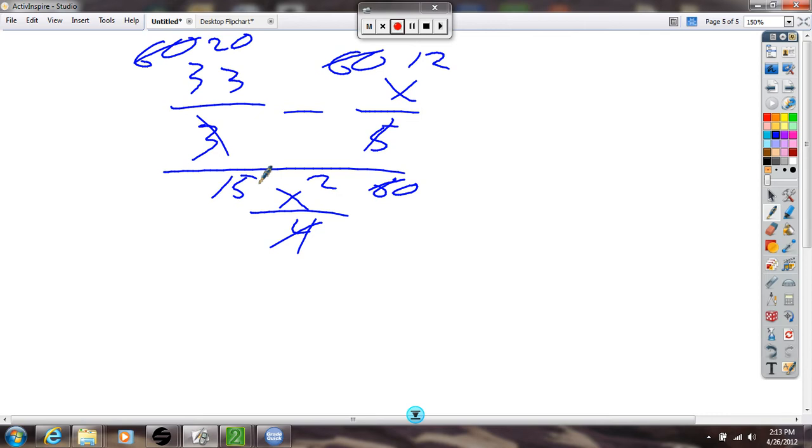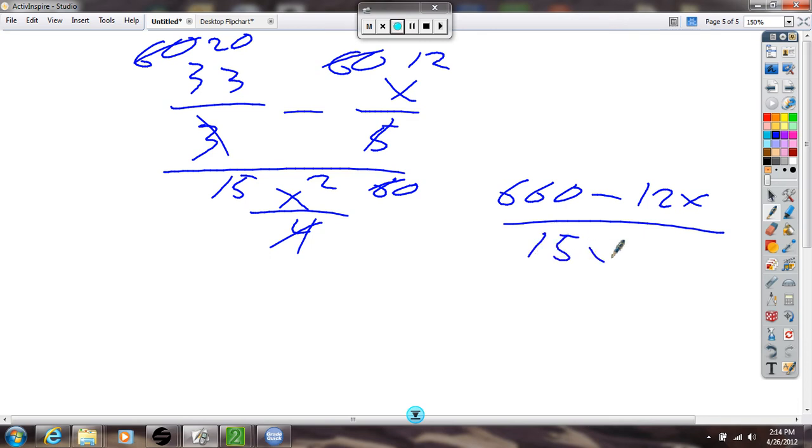20 times 33? 660? Minus 12x over 15x squared. Well, there aren't any letters common, right? No. Because this one doesn't have letters. So, what numbers go into 15? 3 and 5, and that's it, right? So if anything can be taken out, it's going to be a 3 or a 5.